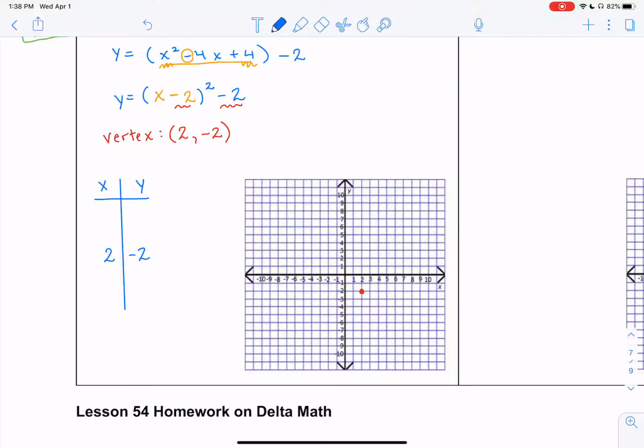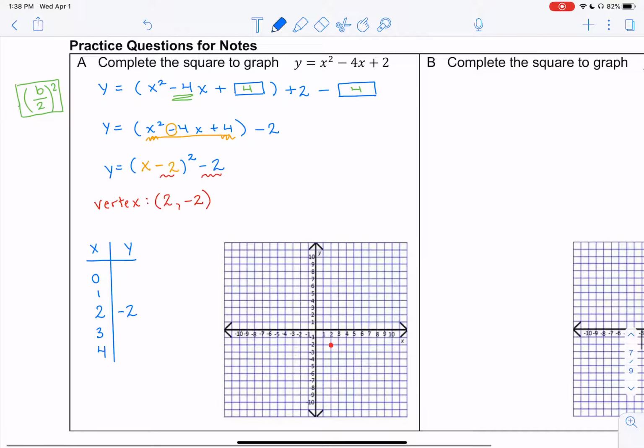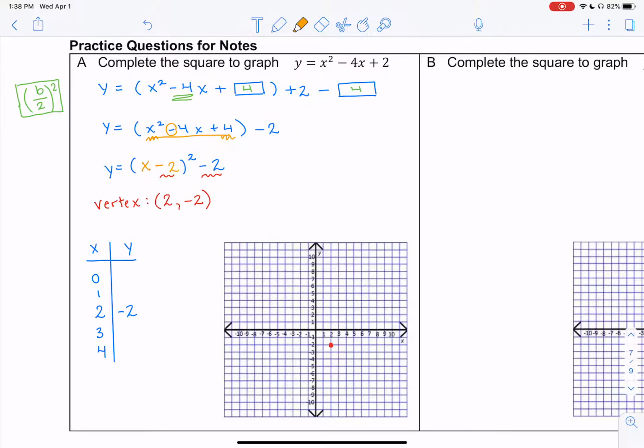And then I'm going to count up and down from that vertex 2 places. So on the x's, I went from 0 to 4. And then I go back to either of these original equations. So know that you could have used the very original, or you can have used this simplified, completed the square original. And we're going to plug in 0.